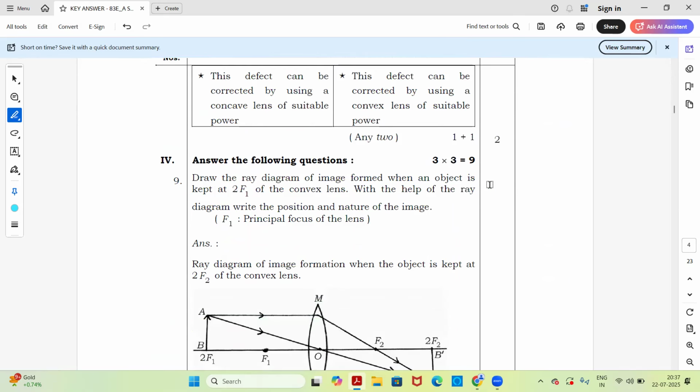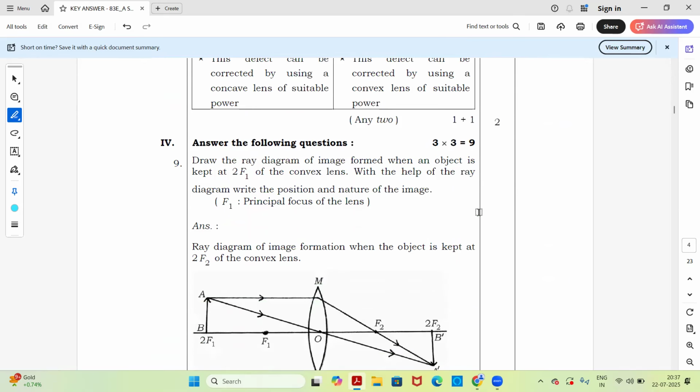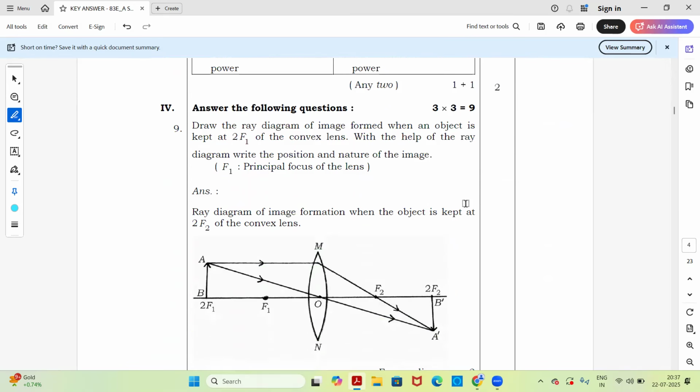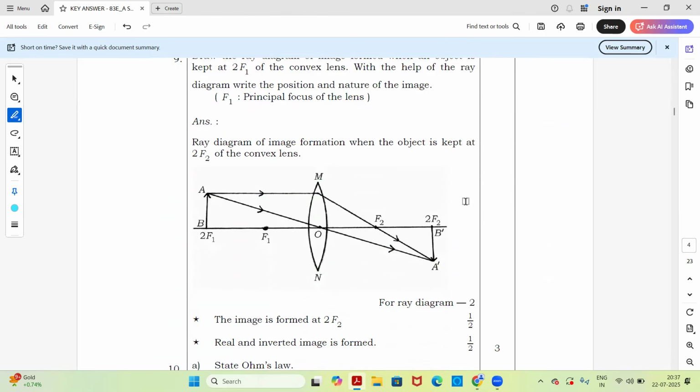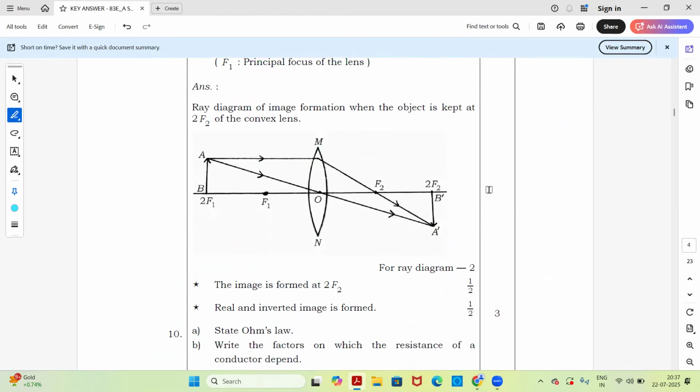Okay, moving to the next main, answer the following questions. Draw the ray diagram of the image formed when an object is kept at 2F1, the point 2F1 of the convex lens. With the help of the ray diagram, write the position and nature of the image. Okay, so the answer is given here along with the image. You can have a look at it and get an idea of how to write an answer.